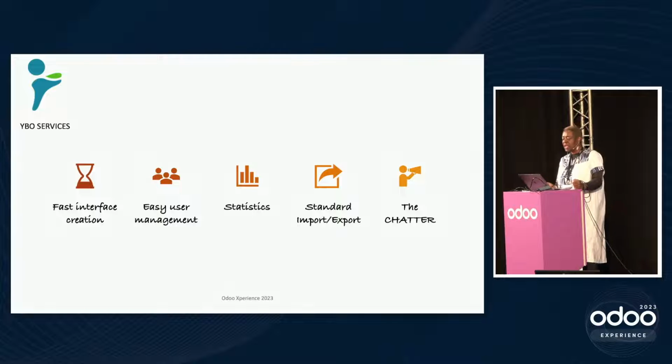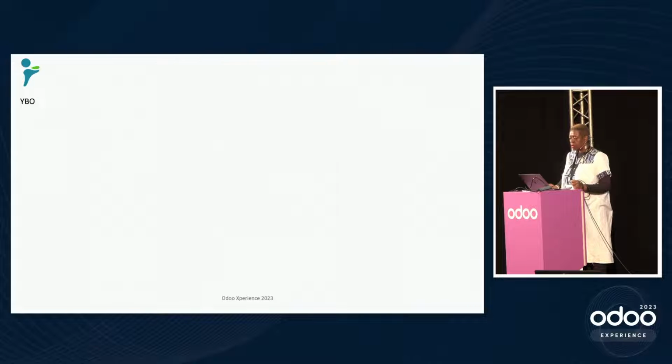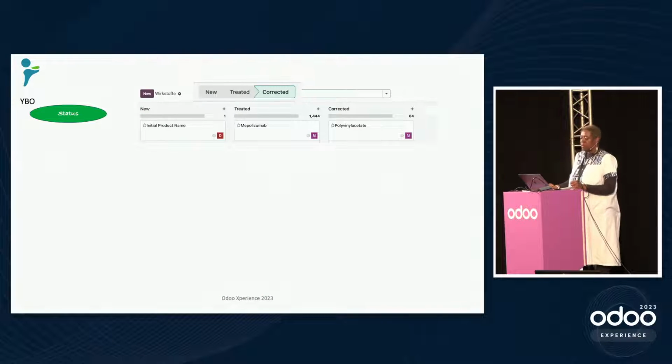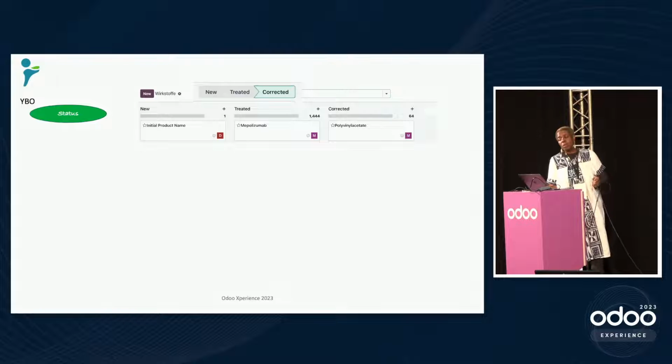The second point is that in the chatter, we were able to follow all the changes. I'm going to show you this in a minute with an example. And the point is we were able to follow who has done what. Okay? So I showed you the most important elements for us.